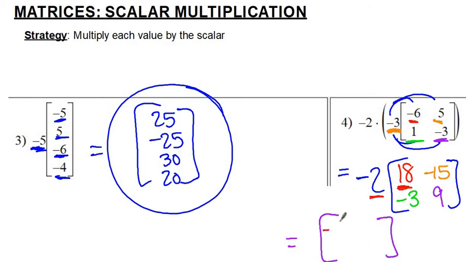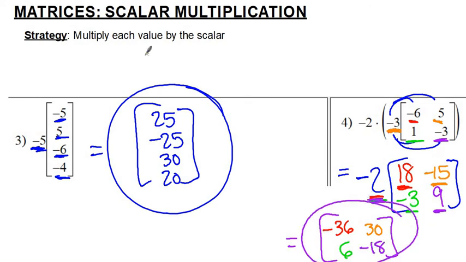So negative 2 times 18, negative 36. Negative 2 times negative 15, positive 30. Negative 2 times negative 3, positive 6. And then our last result is negative 2 times 9, and that's negative 18. And that is how we scalar multiply matrices together. Hopefully it makes sense.